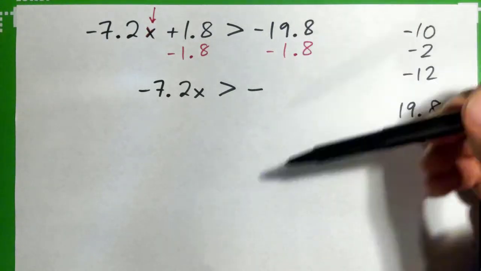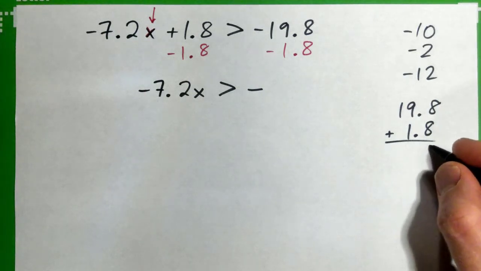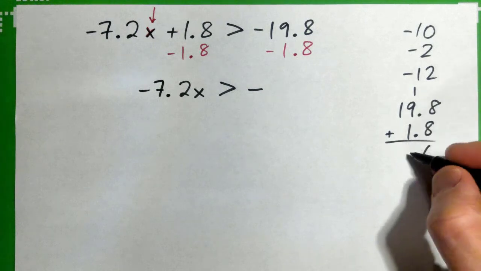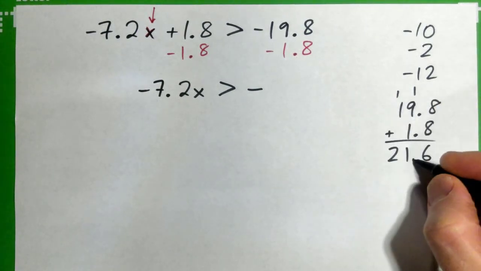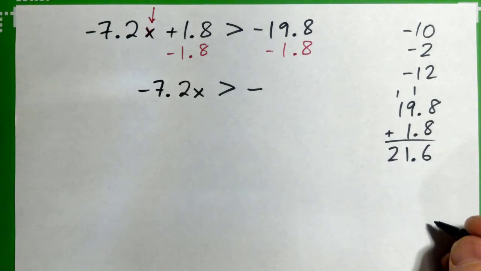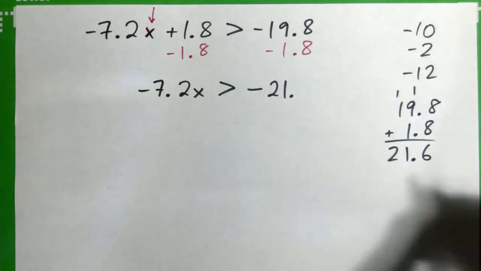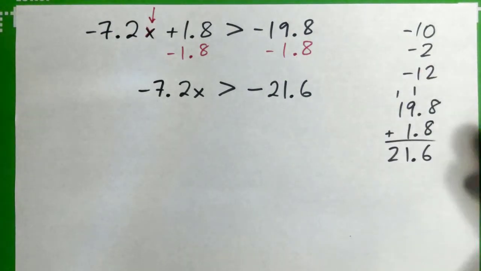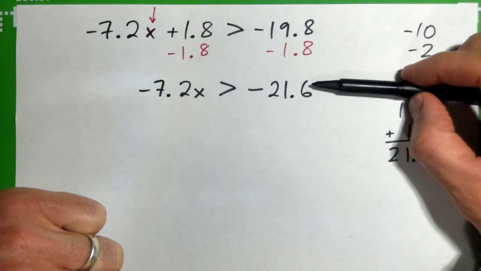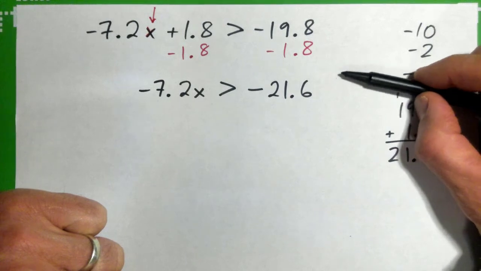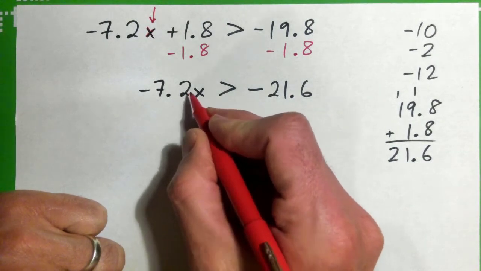So 8 and 8 is 16, put 6 down, carry 1. And this makes 11, carry 1, and that makes 2. And then when you're adding decimals, this decimal point goes here, right? So now the answer is negative 21.6 over here. So if I'm in debt by $19.80 and I spend $1.80, I'm now in debt by $21.60, right?